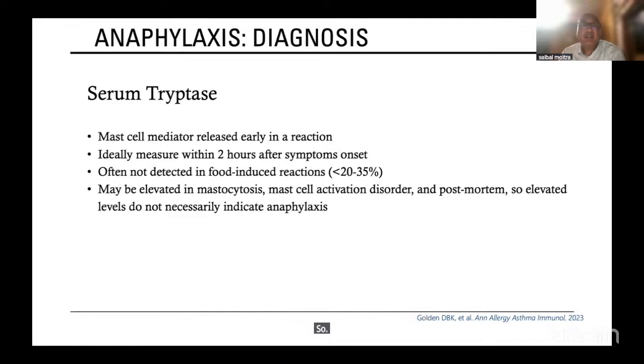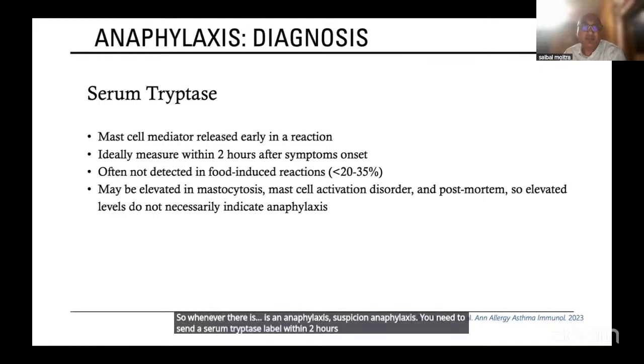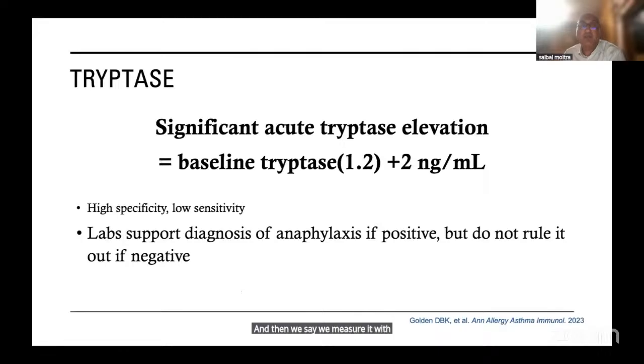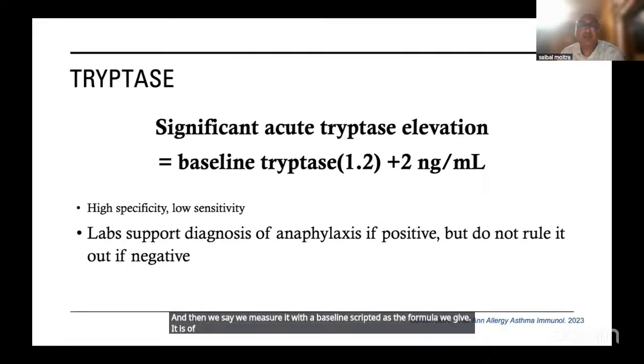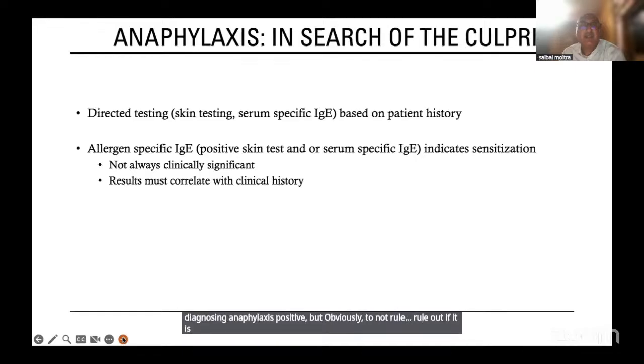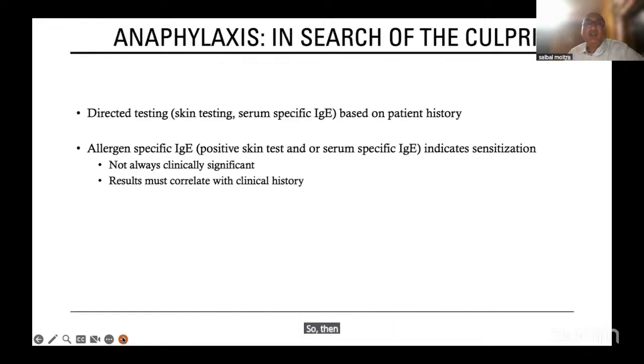Whenever there is a suspicion of anaphylaxis, you need to send a serum tryptase level within two hours of the symptom onset, and then we compare it with a baseline tryptase. This is the formula we use: 1.2 times baseline plus 2 nanograms per ml, or if it is more than 20, we say that it is definitely anaphylaxis. There is a high specificity, but the sensitivity is low. So it supports the diagnosis of anaphylaxis if positive, but obviously does not rule it out if it is negative. Then we go in search of the culprit, which comes later.